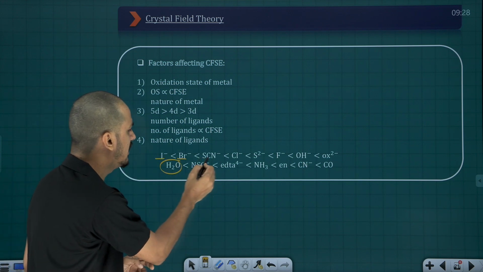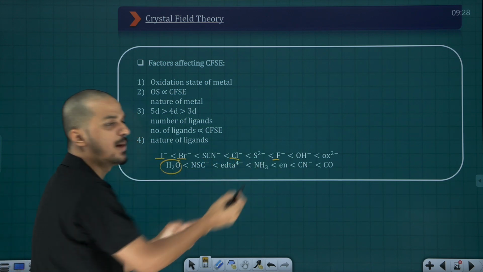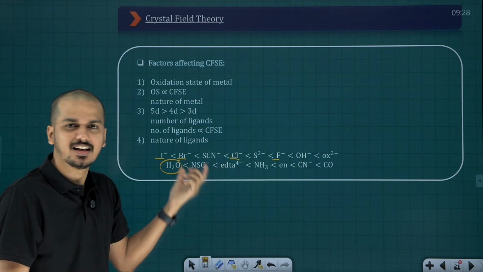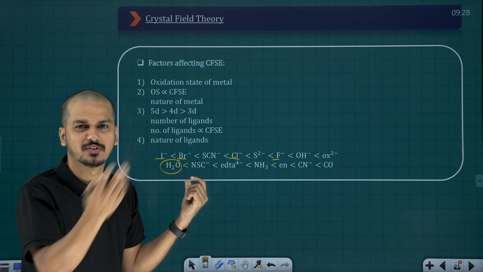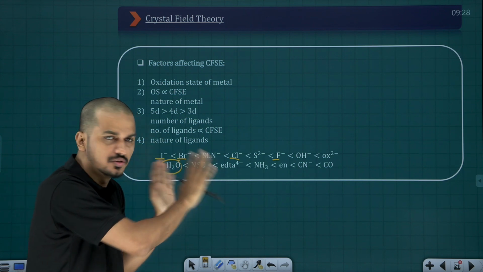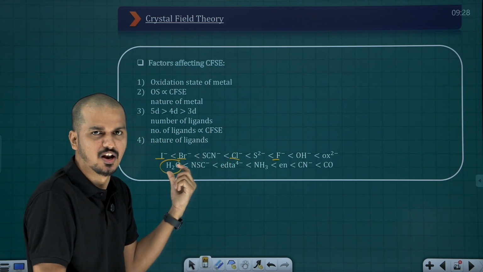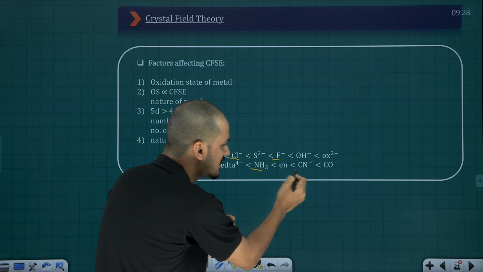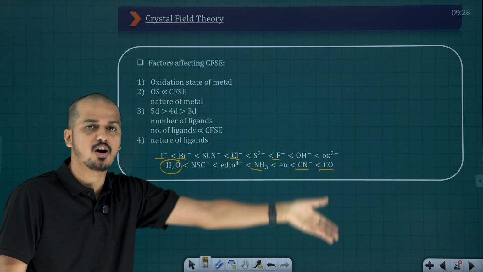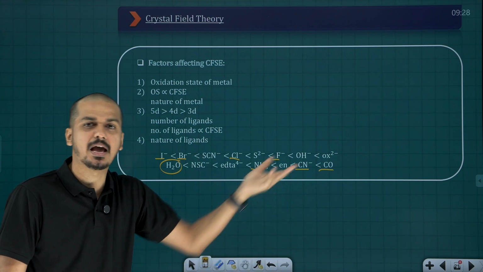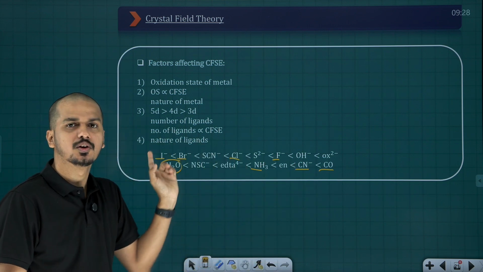Here you can see iodine, Br minus, Cl minus, F minus, all are halides. Their field strength is less than that of water. That is one of the demerits of this one. Anyhow, according to this theory, they are coming just below. And ammonia, cyanide, carbon monoxide, they belong above the water. So they are strong field ligands. In their cases, pairing will take place. Those below, no pairing.